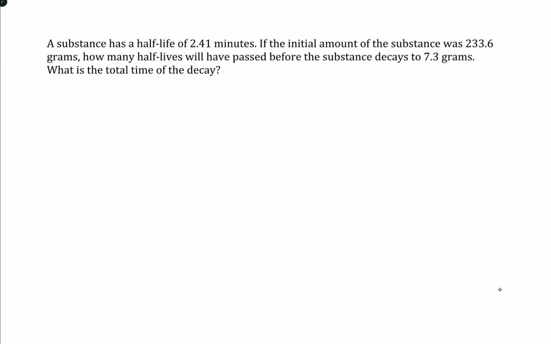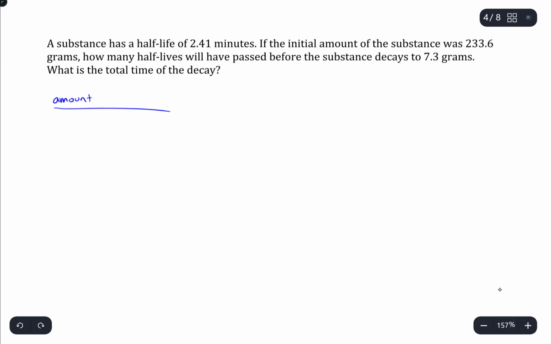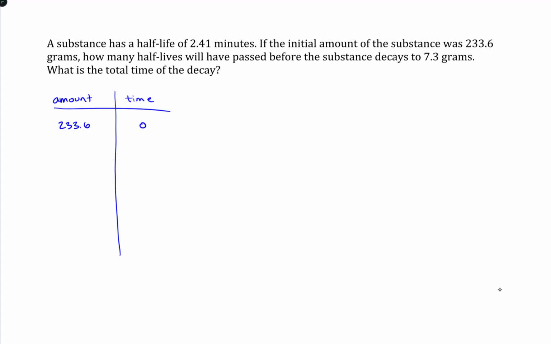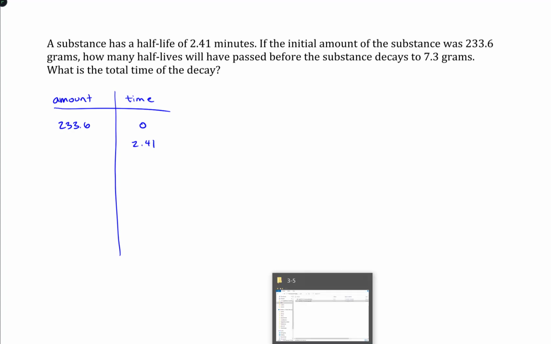Well, the way that half-life works, you have an initial amount. So we start with 233.6 grams. Okay, and actually I'll take away the G there for simplicity. We'll say in this column, this is time. So that's an initial amount, so we're at time equals 0. Now, when 2.41 minutes passes, what happens is we lose half of the original amount.